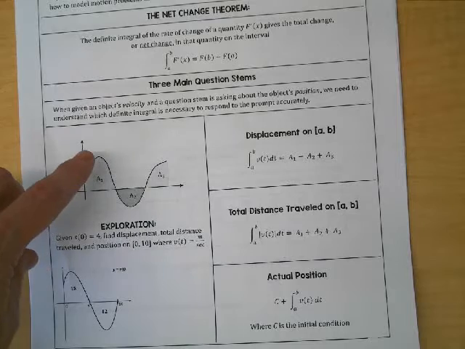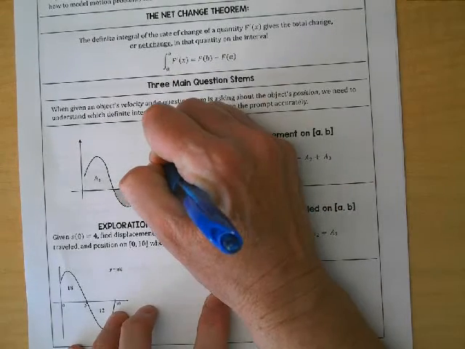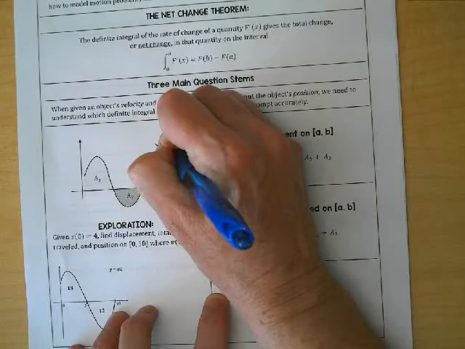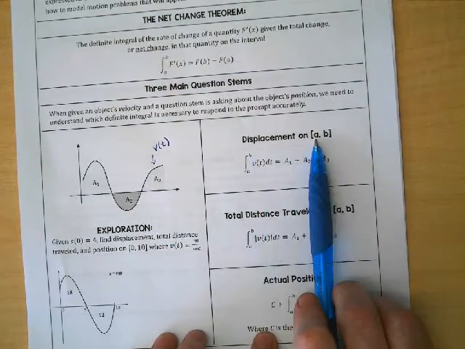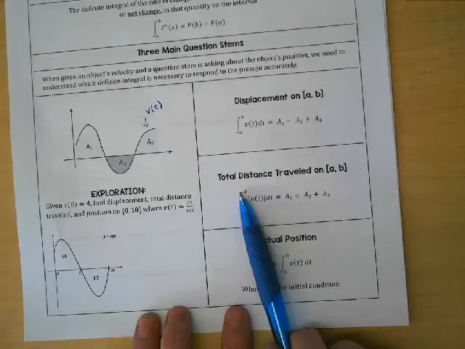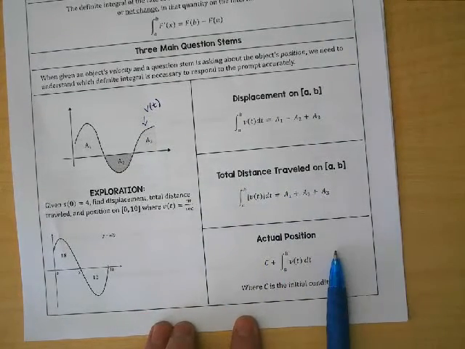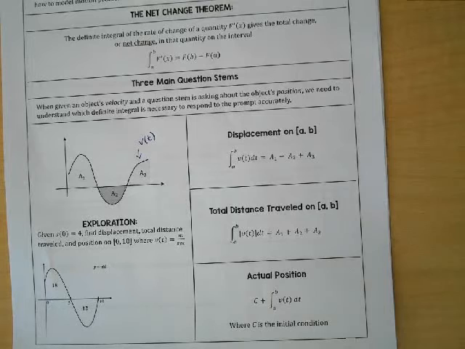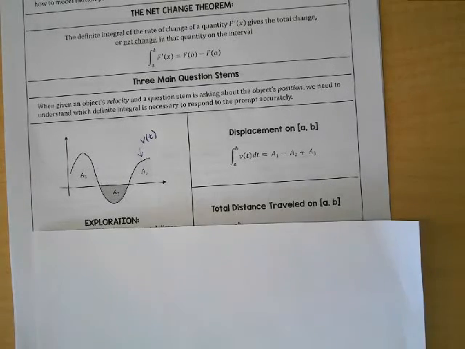Let's say that we have a velocity graph. So let's say that this right here is velocity. And we want to find displacement, total distance traveled, or actual position. You might have to think about this because it's been a little while. What the heck is the difference between all of these?